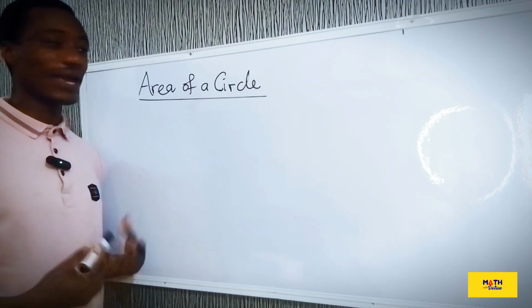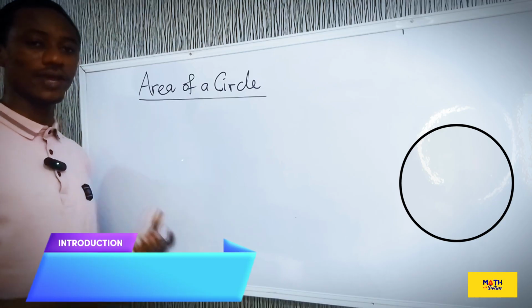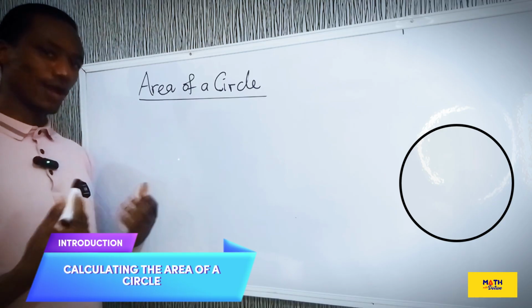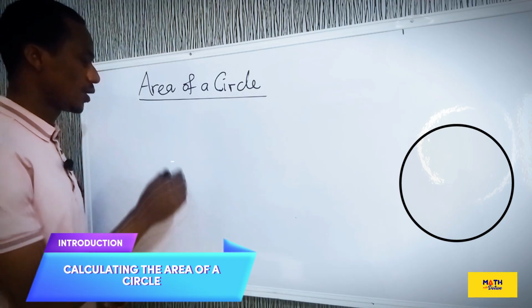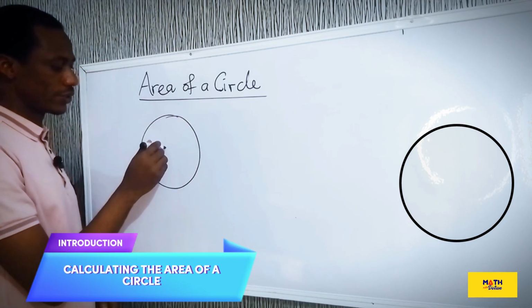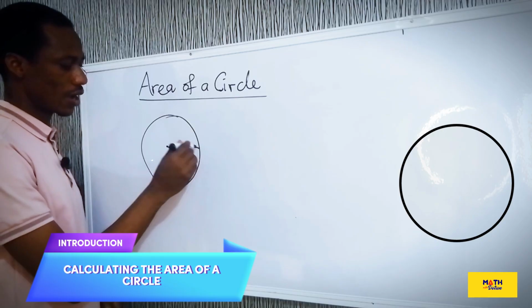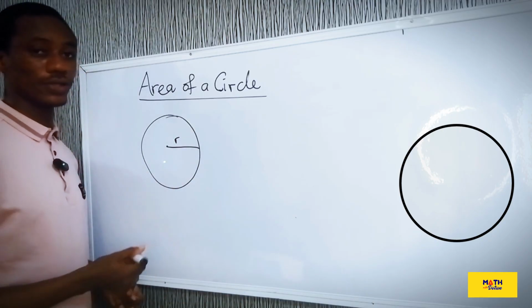We are looking at the area of a circle. How do we calculate the area of a circle? How do we find the area of a circle? Alright, I'll sketch a circle here with a radius r. So this is a circle with a radius r.